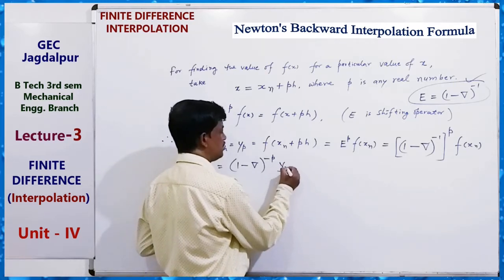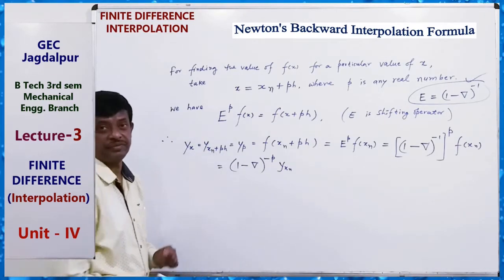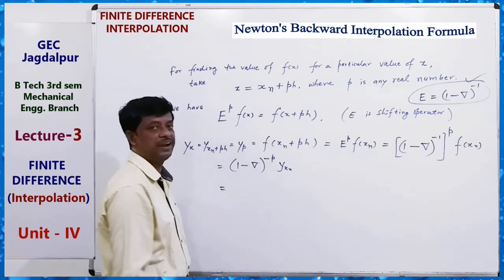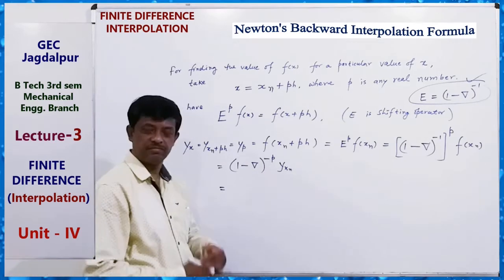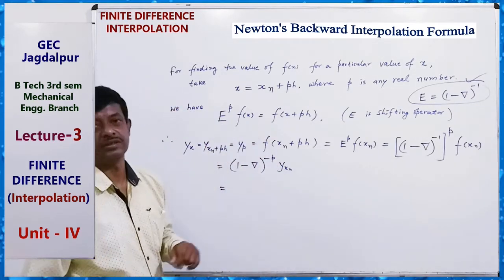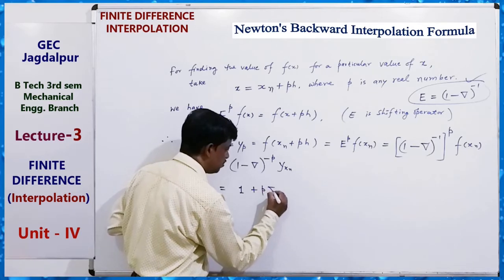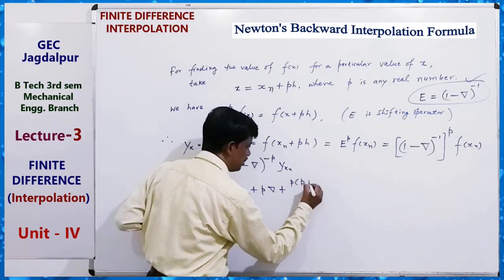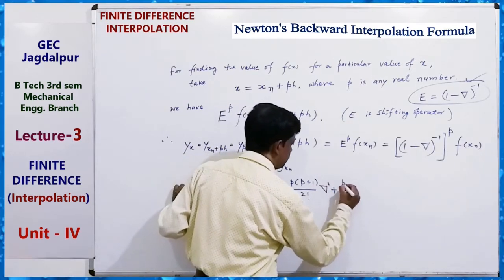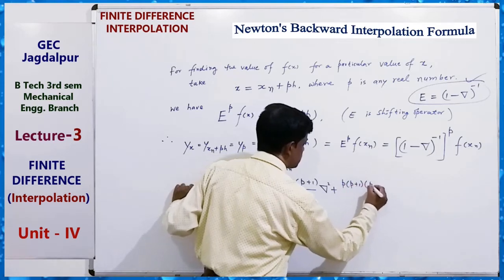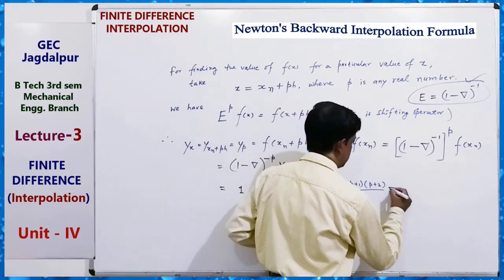So this can be written as 1 minus backward del to the power minus P, on f of xn. Now by the binomial theorem we can expand it. Here, because of the minus, all will be plus signs. So the expansion is 1 plus P backward del plus P into P plus 1 upon 2 factorial backward del square plus P into P plus 1 into P plus 2 upon 3 factorial backward del cube, acting on f of xn.